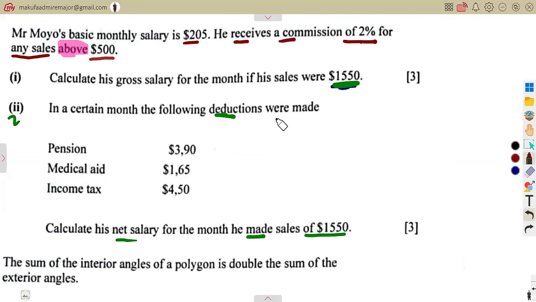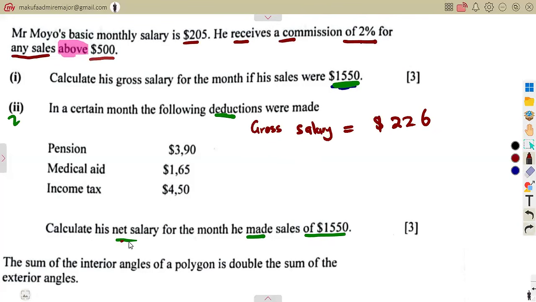So meaning to say on this item 2, the first thing that we are going to take is the gross salary that we obtained above. We know that when we calculated this, it was 226, meaning to say if this is wrong, this part is also going to be wrong. Imagine 6 marks gone just like that. Guys, let's revise, okay? So this is it.